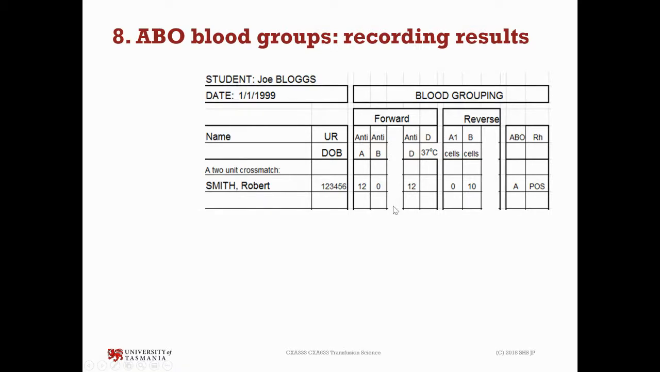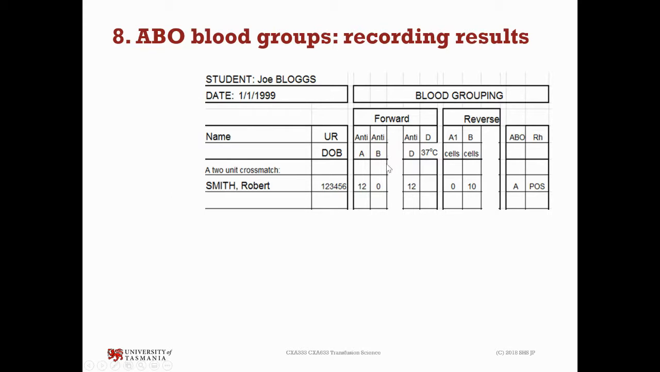So here we go. Here's our forward grouping here. So remember, we had our patient cells with our anti-A. We mix the samples together, spin them down in our centrifuge, and then we read them one at a time and write the result one at a time. And so we can see here that we've got a very strong reaction between our patient cells and our anti-A, and no reaction with our patient cells and our anti-B.